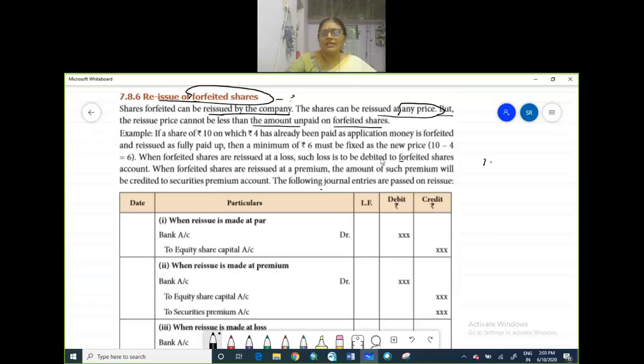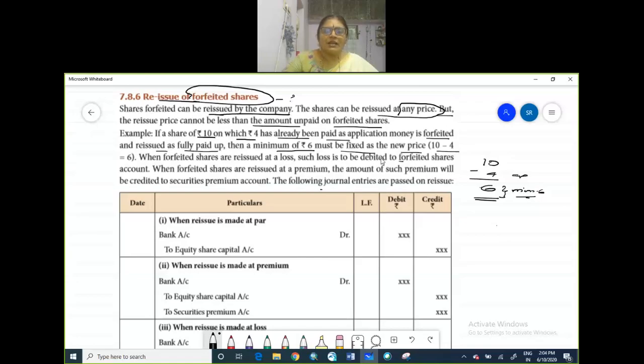For example, the value of the share is 10 rupees. The shareholder has paid 4 rupees on application, and when the company called for the money, he did not pay the 6 rupees. So the reissue price should not be less than 6 rupees. It should be a minimum of 6 rupees. If the share of 10 rupees, on which 4 has been paid on application, is forfeited and reissued as fully paid up, then a minimum of 6 rupees must be fixed as the new price. That is, 10 minus 4 is equal to 6.